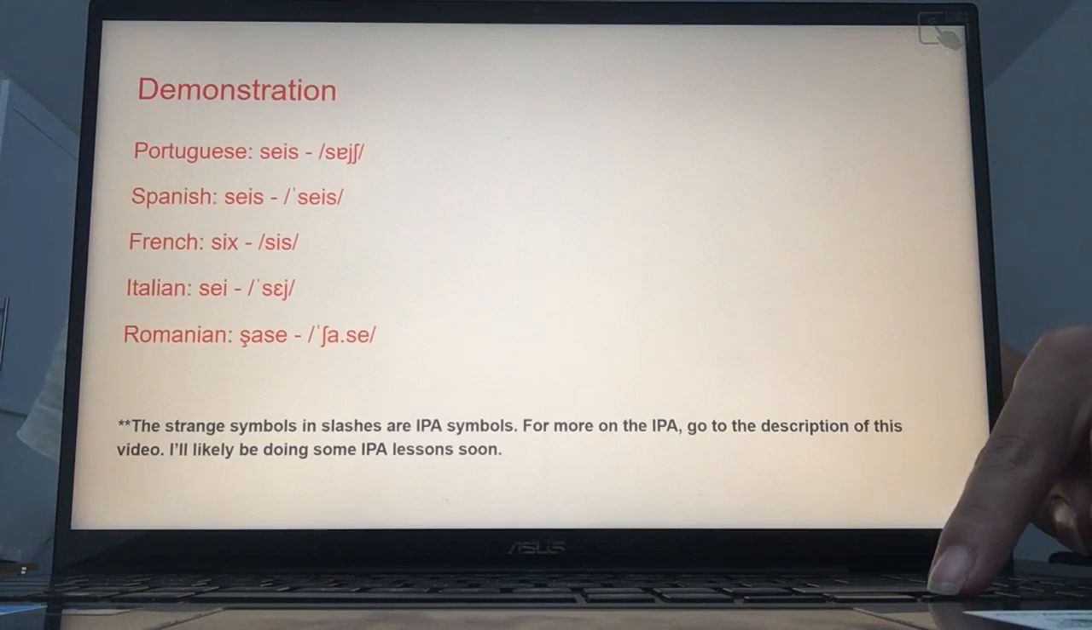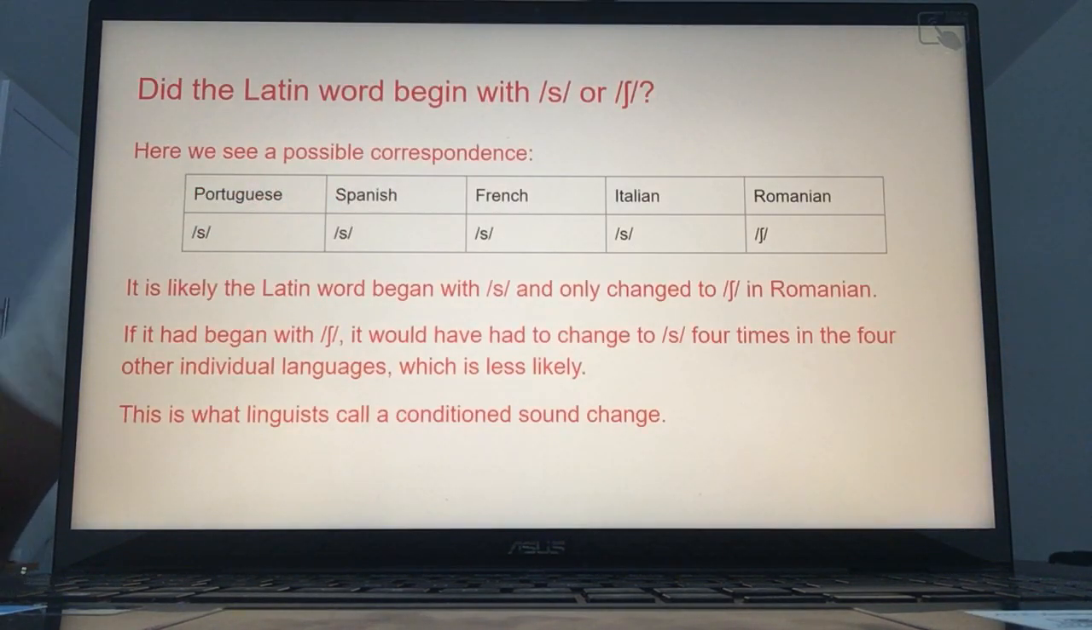Now, first things first, we look at all the modern cognates and realize, hey, there's a pattern here, but we need to figure out which consonant was at the beginning. Did the word begin with an s or a sh? Well, we can see there's a possible correspondence going on. In Portuguese it's s, in Spanish it's s, in French it's s, in Italian it's s, but in Romanian it's sh. So what's going on here?